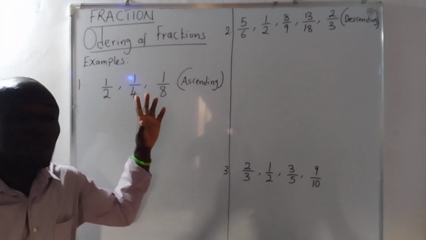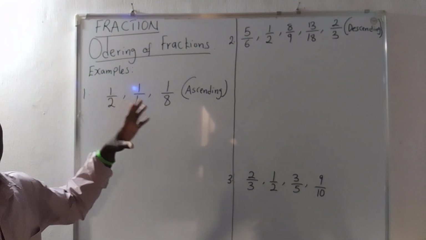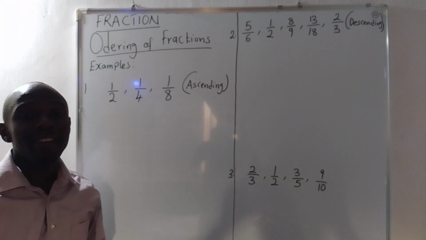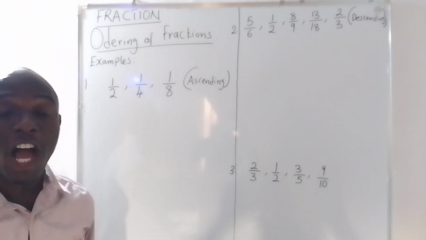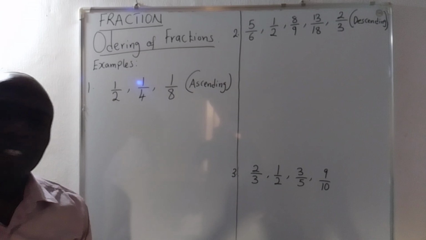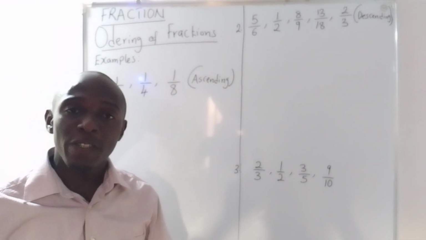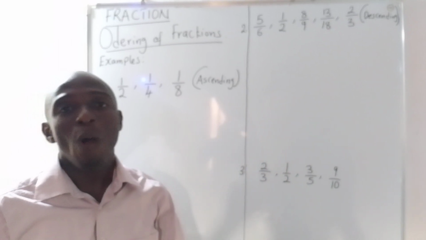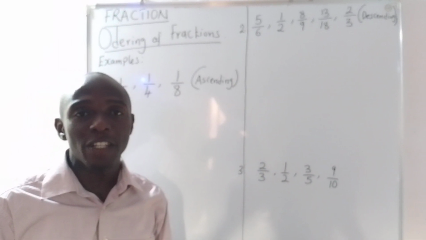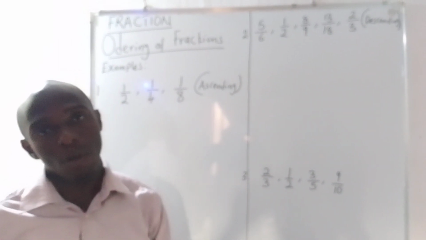And under the fraction we're looking at ordering of fractions. Ordering of fractions is the arrangement of fractions in ascending order or descending order. What is ascending order? Ascending order is from the smallest number or smallest fraction to the biggest number, while descending order or descending fraction is from the biggest number to the smallest number.